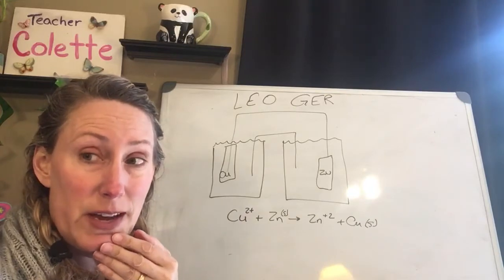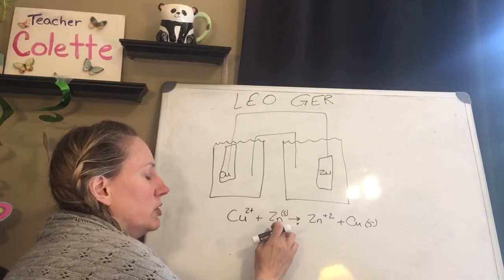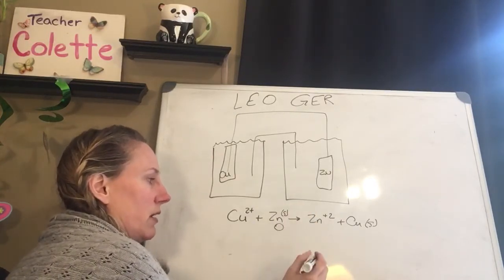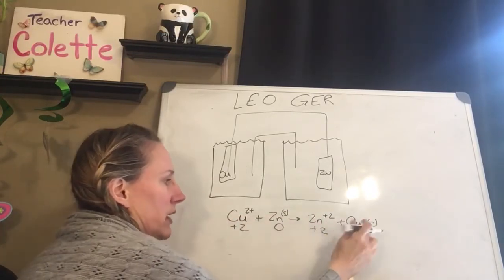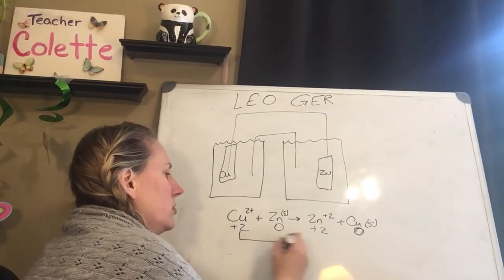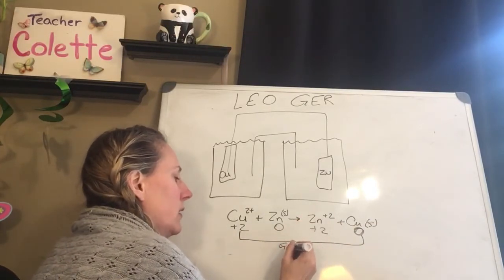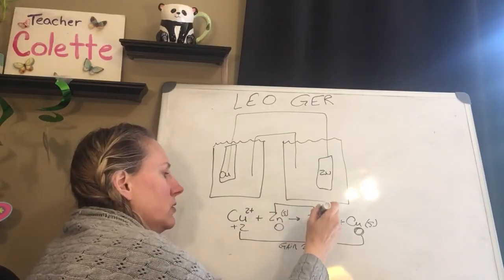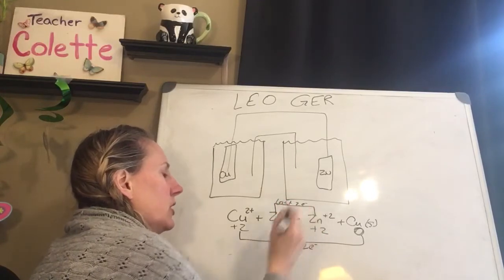Is this a redox reaction? Yes, it is. Why? Because our rules tell us that anything with no charge on it all by itself is going to take the charge that's on it. So zinc is 0 here, and here it's plus 2. Here copper is plus 2, here copper is 0. So if I'm going from plus 2 to 0, I'm going to gain 2 electrons. And if I'm going from 0 to plus 2, I lost 2 electrons.